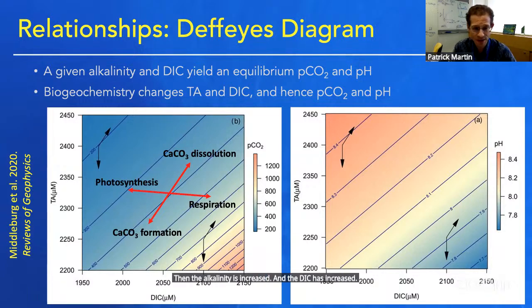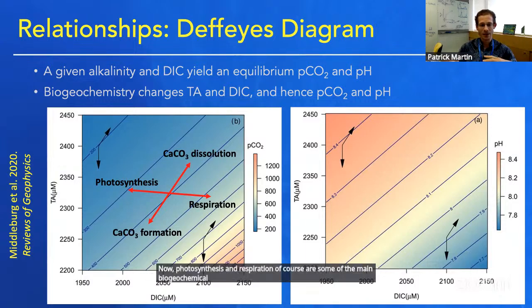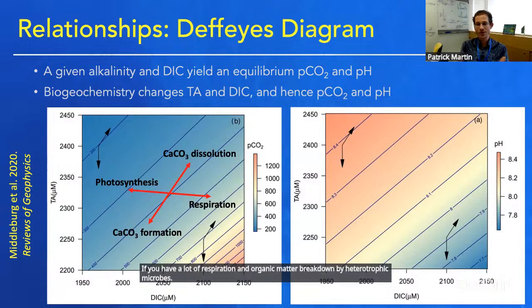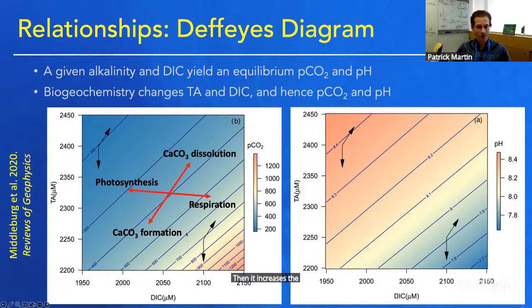Now, photosynthesis and respiration, of course, are some of the main biogeochemical processes, and those are mostly responsible for changing the DIC concentration. So if you have a lot of photosynthesis, it reduces the DIC. If you have a lot of respiration and organic matter breakdown by heterotrophic microbes, then it increases the CO2 concentration and it increases the DIC.